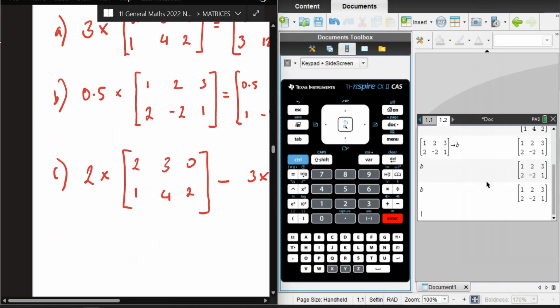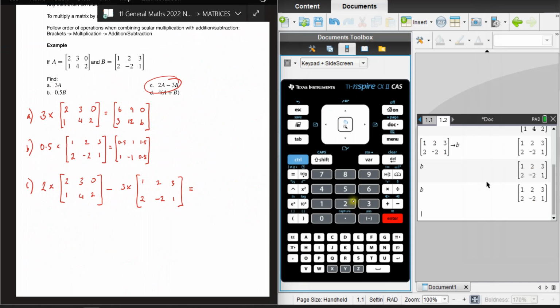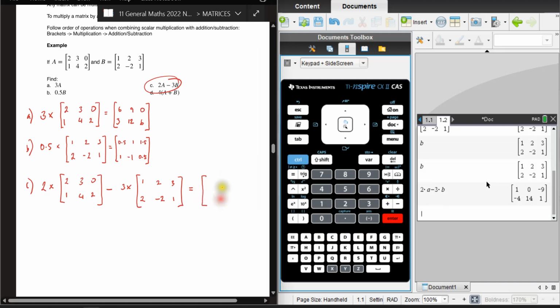So now we can put it in a calculator. Remember, I've labeled my matrices A and B. So 2 times A, take away 3 times B. So when I do this, it will give you my answer right there. Okay, so 1, 0, -9, -9, -4, 14, and 1. So that's the quick way of doing it on your CAS if you can't be bothered.